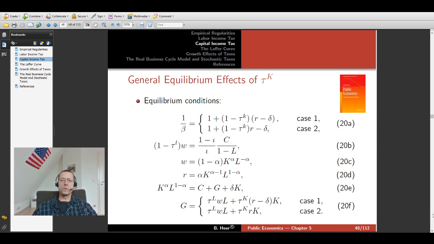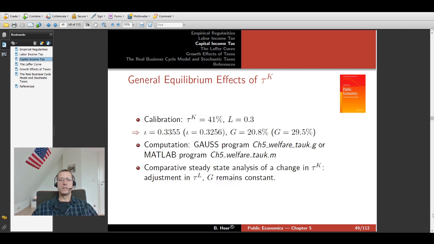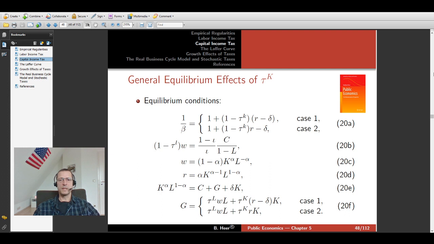Now, this will be solved with the help of a computational program. So we calibrate the parameters. In particular, we find that the capital income tax rate in the United States over the last 50 years has averaged 41%. The labor income tax rate is equal to 23%, and we fix labor supply at 0.3 in the original steady state.